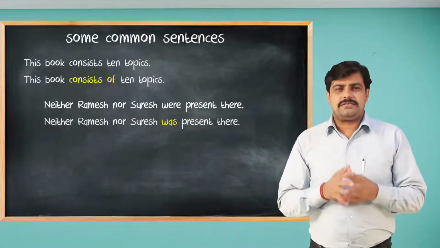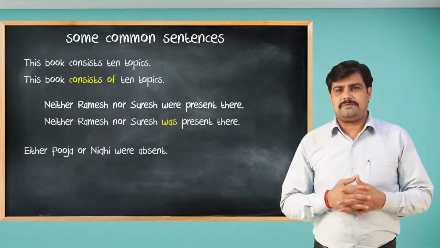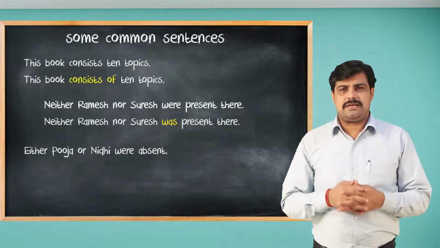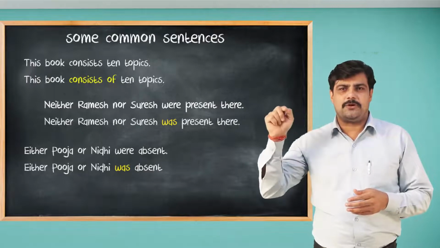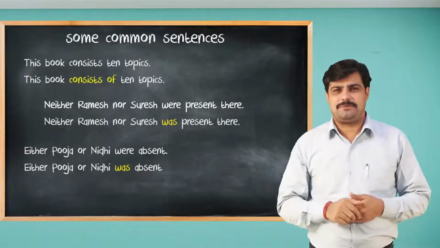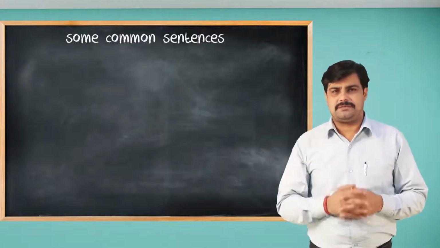Another sentence is on the screen. Either Pooja or Nidhi were absent. Here in this sentence, either or, like neither nor, takes a singular verb. So say the sentence, either Pooja or Nidhi was absent.